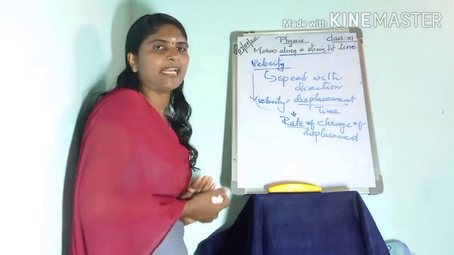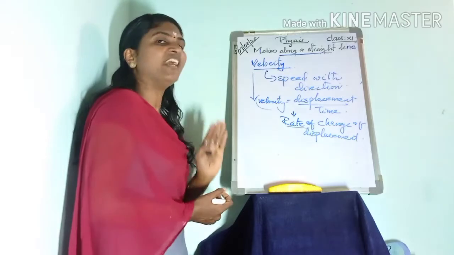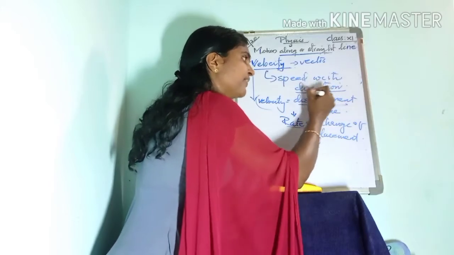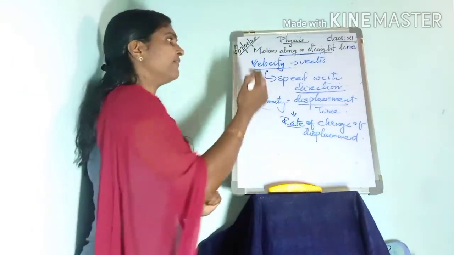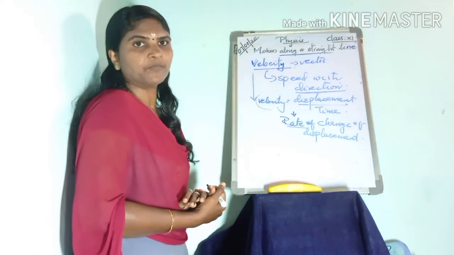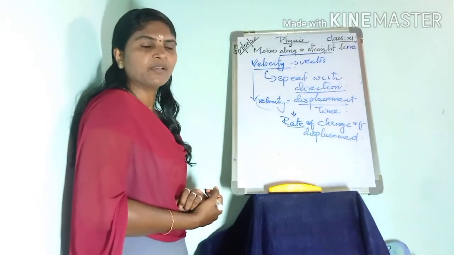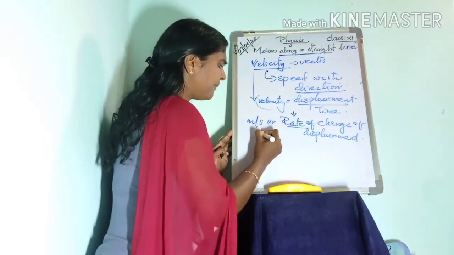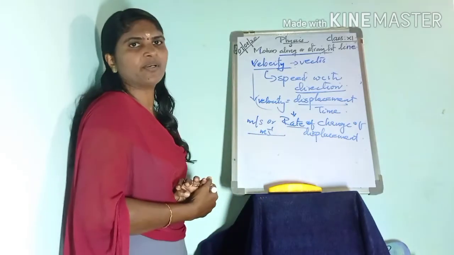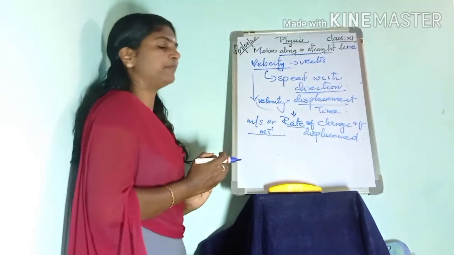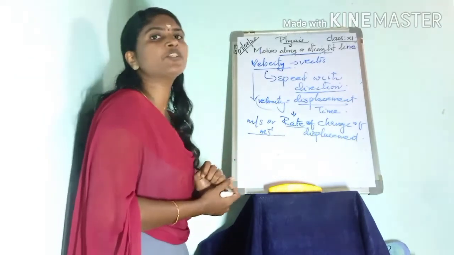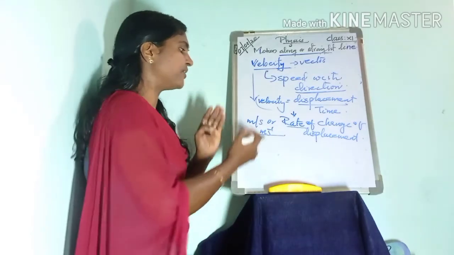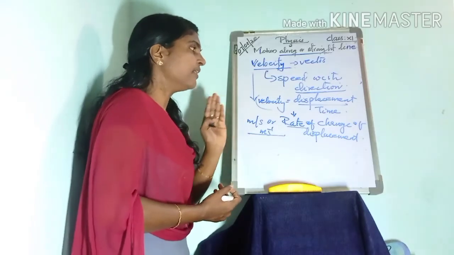Can you guess whether velocity is a scalar or a vector? It is a vector quantity. Here we are specifying its direction, so velocity is a vector quantity. Then you know the unit of speed. What is the unit of speed? Meter per second, or meter second raised to -1. The unit of velocity is the same as that of speed: meter per second, or meter second raised to -1.